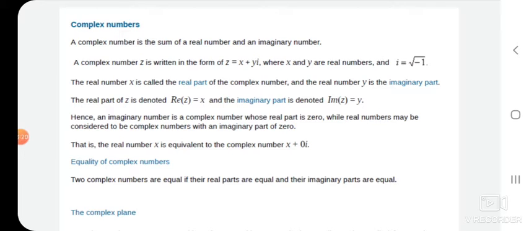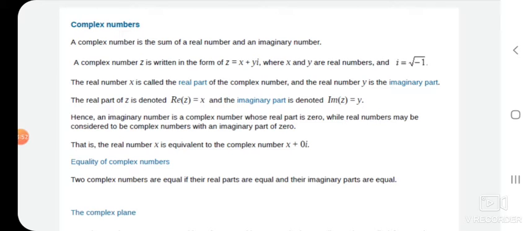Hence, an imaginary number is a complex number whose real part is 0, while a real number may be considered to be a complex number with an imaginary part of 0. The real number x is equivalent to the complex number x plus 0i.